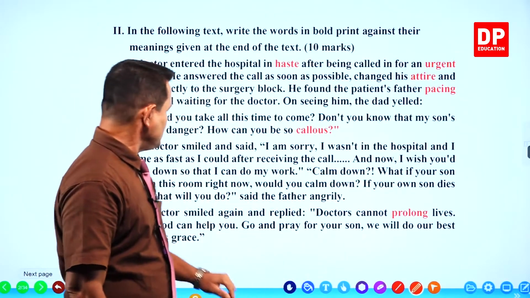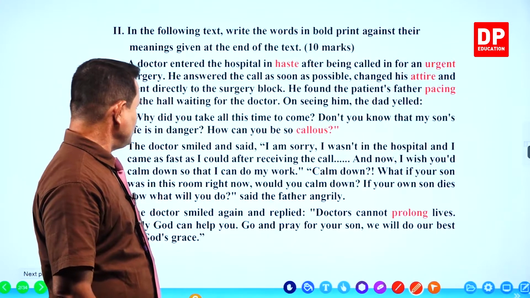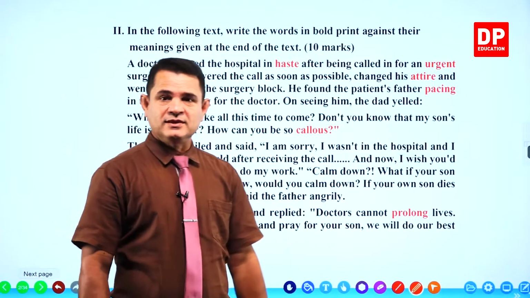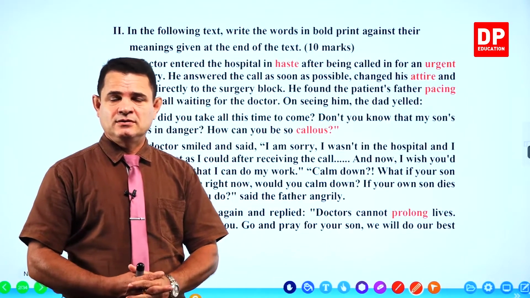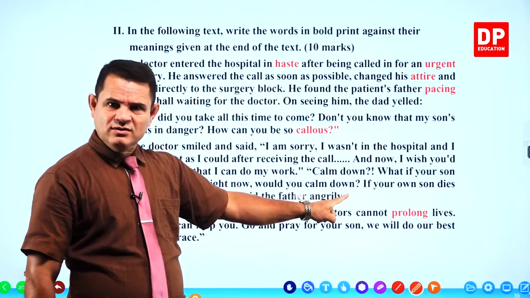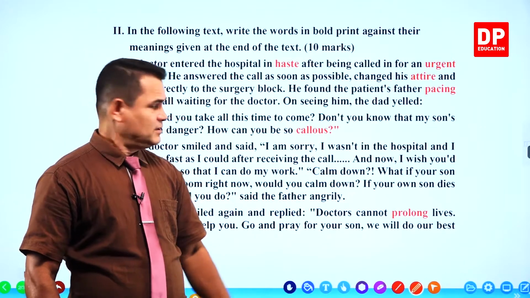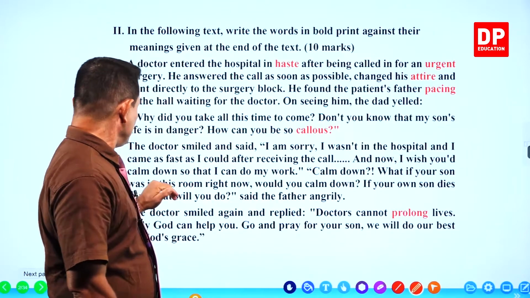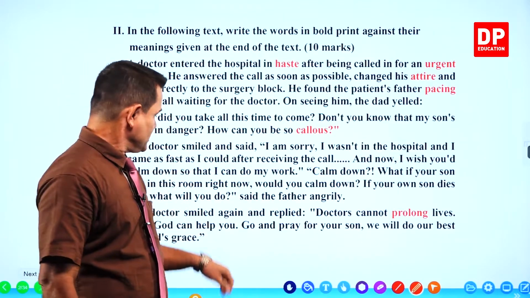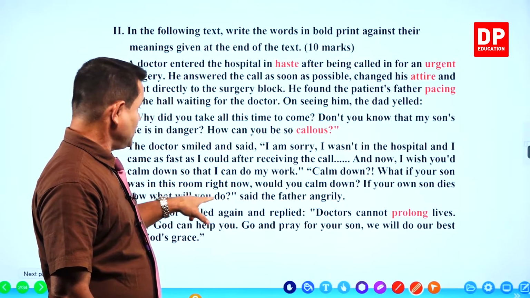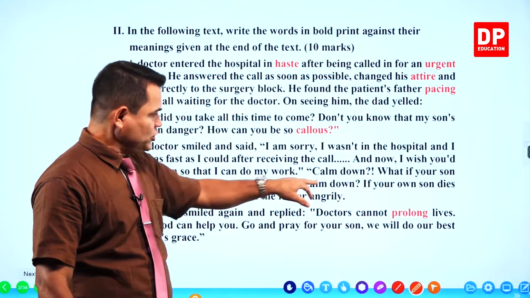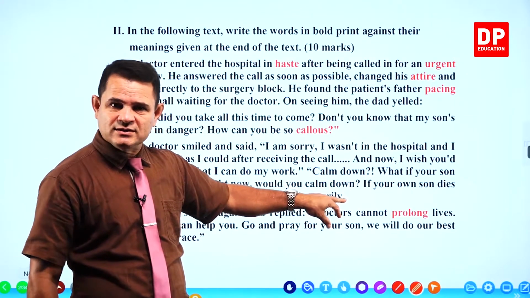What if your son was in this room right now? Would you calm down? Then father's response was, what? Calm down? Calm down mean? What if your son was in this room right now? Would you calm down?